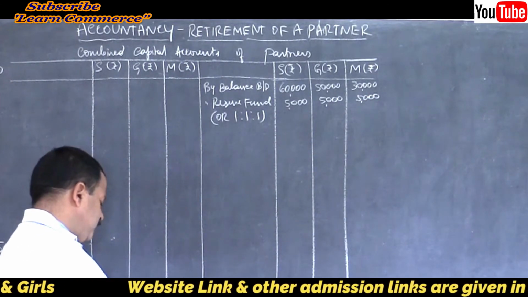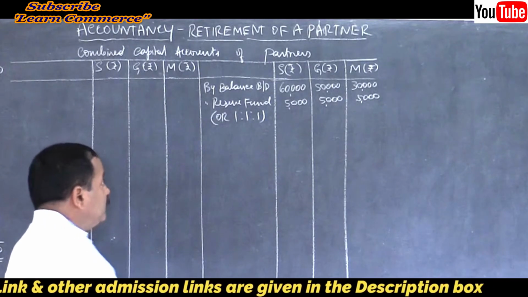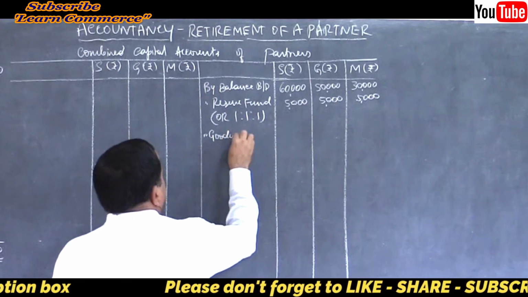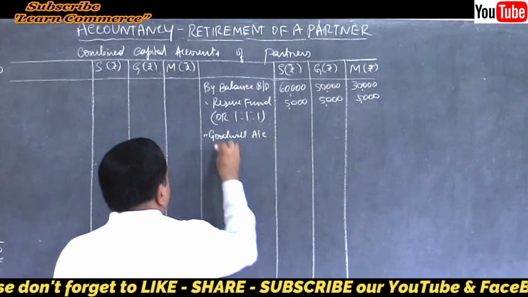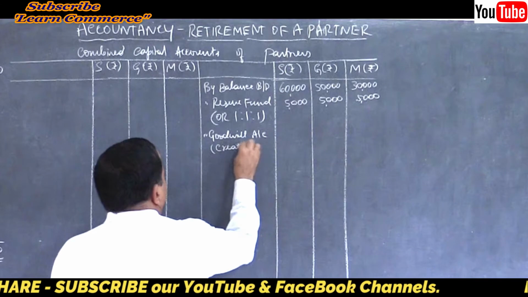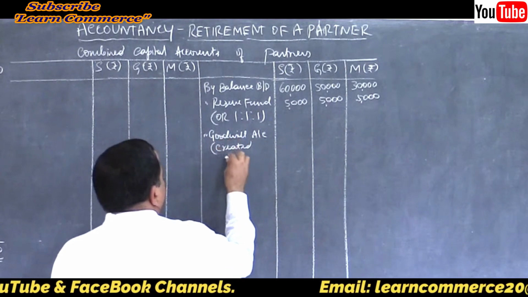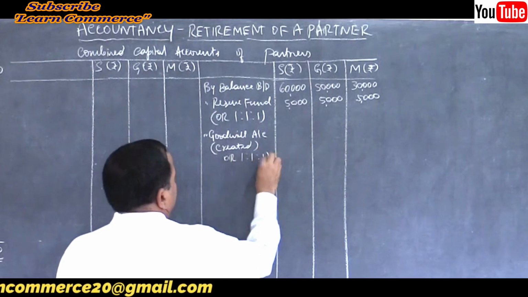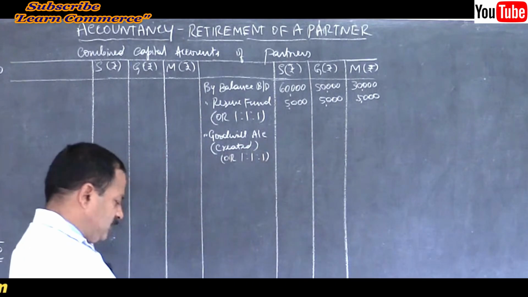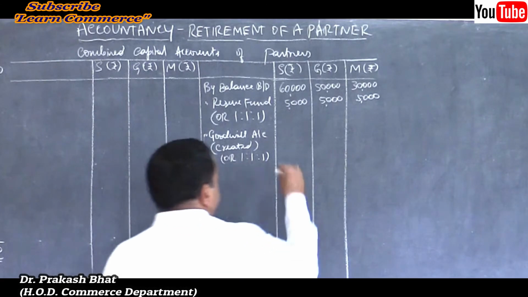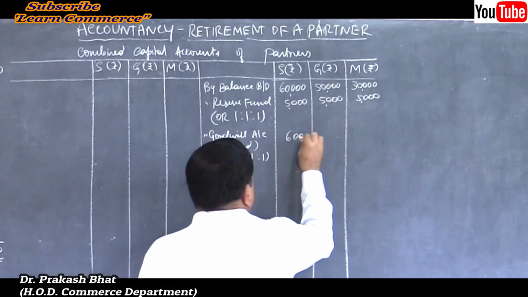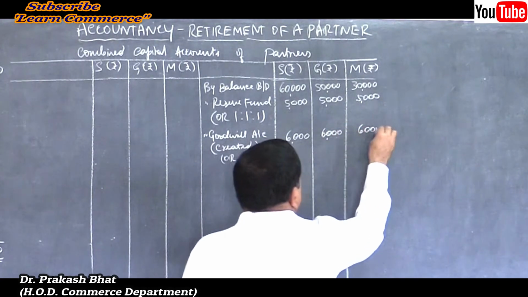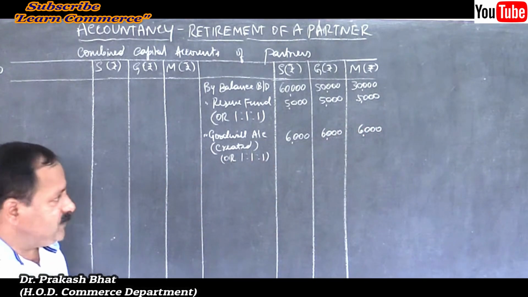Then we have to create goodwill, right? So give credit to all partners with the goodwill amount, goodwill account created, in the old ratio 1:1:1. How much? 6,000 each, because total goodwill is 18,000, they told, right?